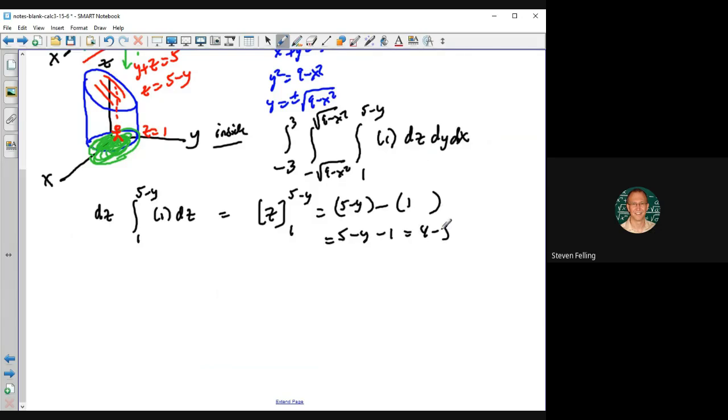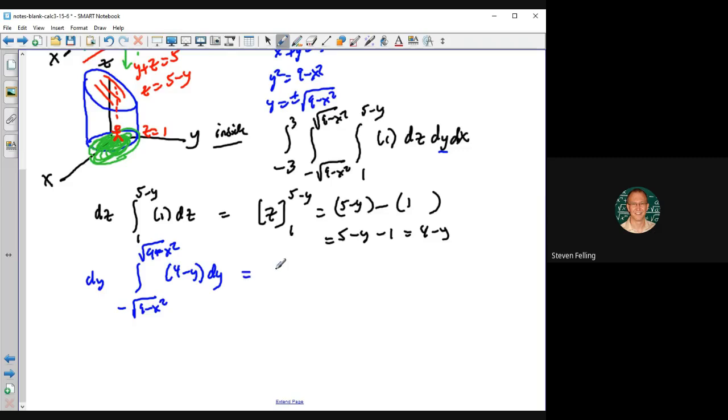Okay, so then we would do the next integral out, and that one is going to be the y integral. So for y, we have the integral from negative square root of 9 minus x squared to positive square root of 9 minus x squared. And we're going to be integrating 4 minus y, treating y as the variable. So now we have two terms, one's a constant and one isn't.